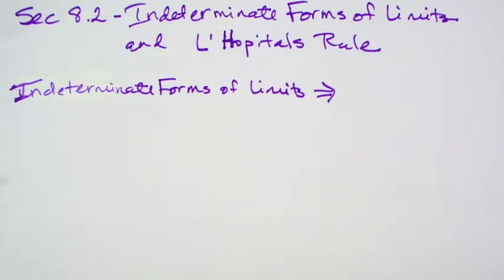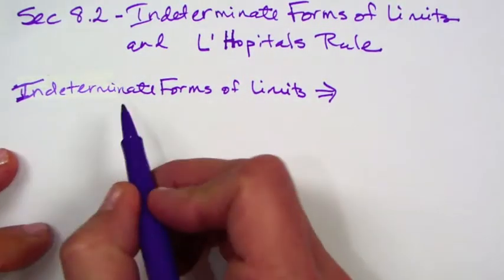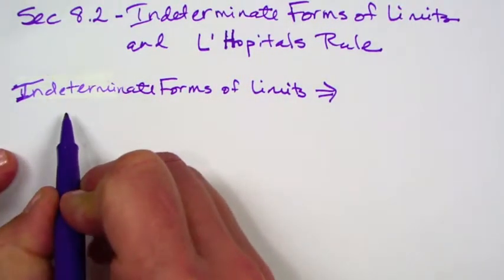And what were some of those other algebraic techniques that we learned? Factor and cancel. Multiply by conjugate to get rid of radicals. Get a common denominator if we were dealing with compound fractions. Use trig rules if we had some trig stuff going on. So all of those were different things that we did when we encountered 0 over 0.